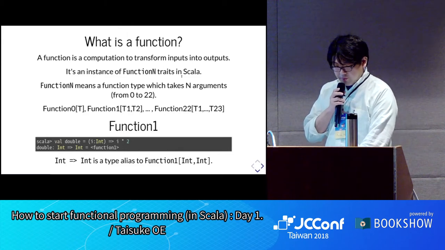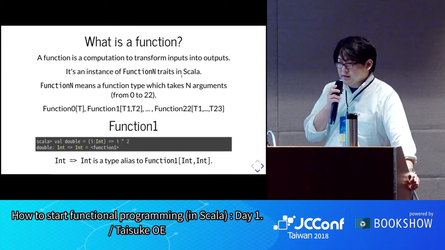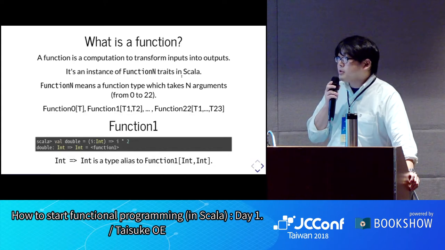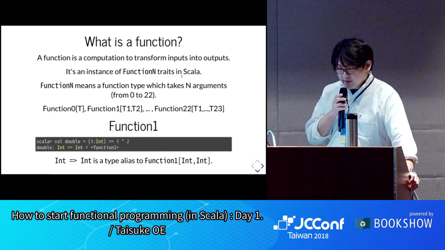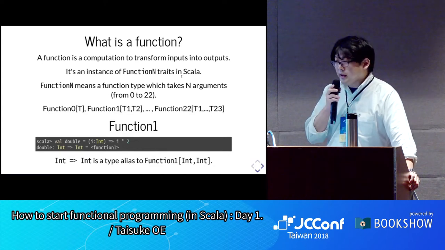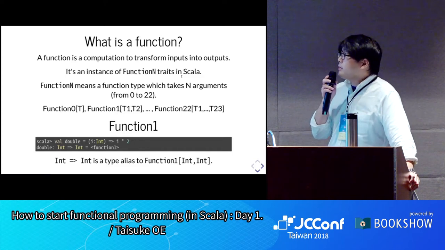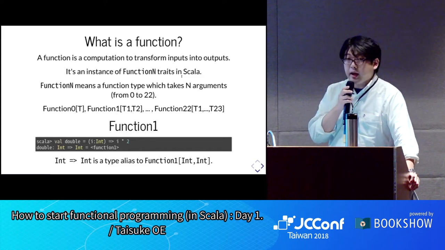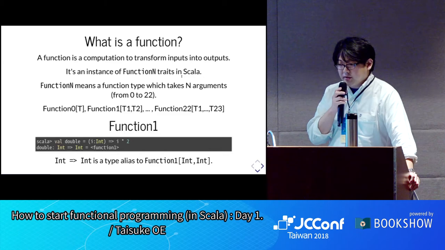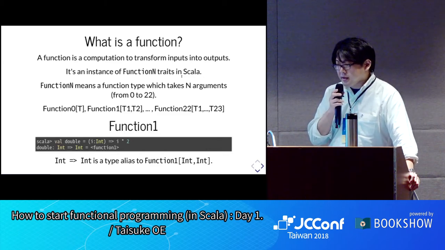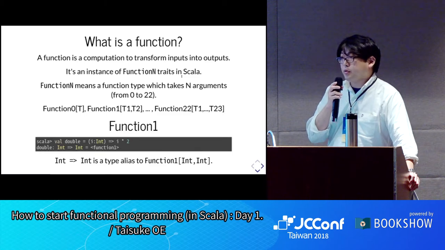What is a function? A function is a computation to transform inputs to outputs. In Scala, it's an instance of the FunctionN traits. FunctionN means the function type which takes N arguments, with N from 0 to 22. Actually, there is no clear reason; it's up to 22.